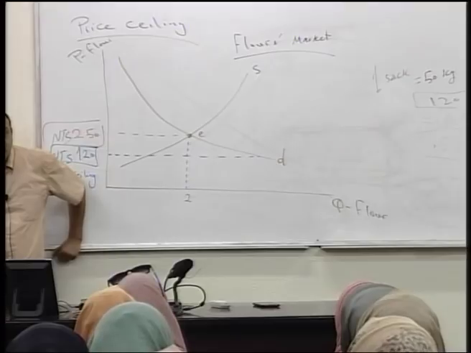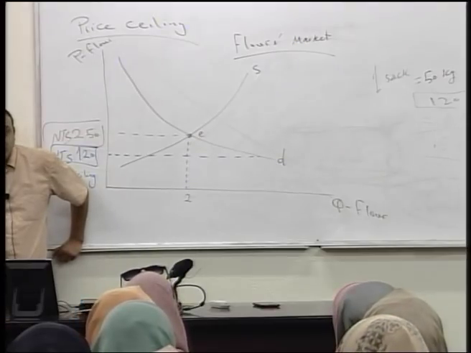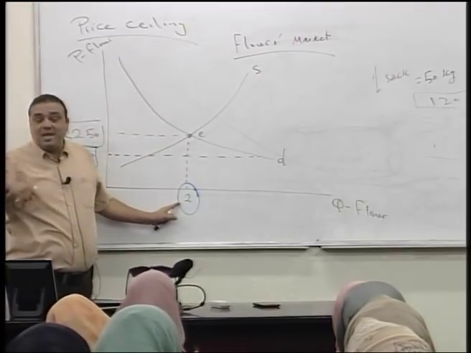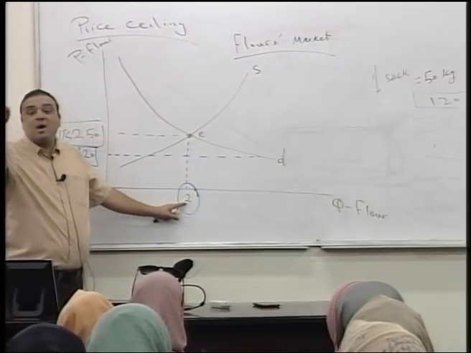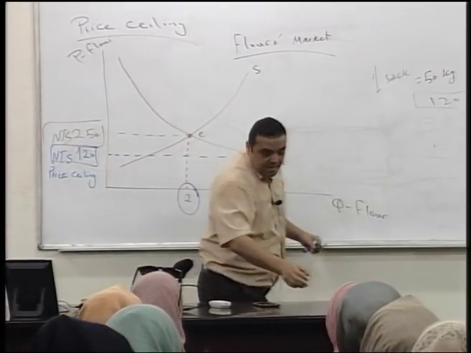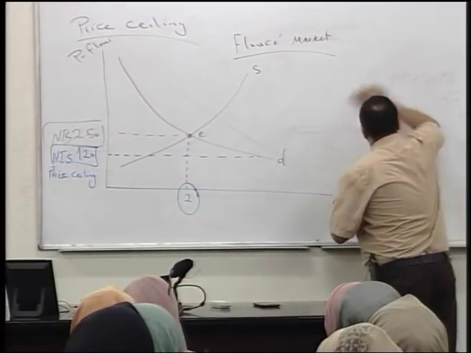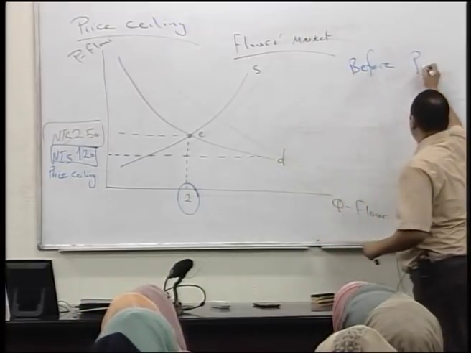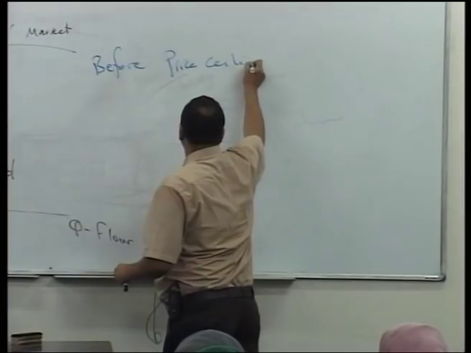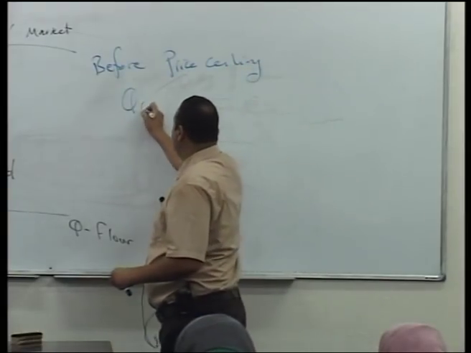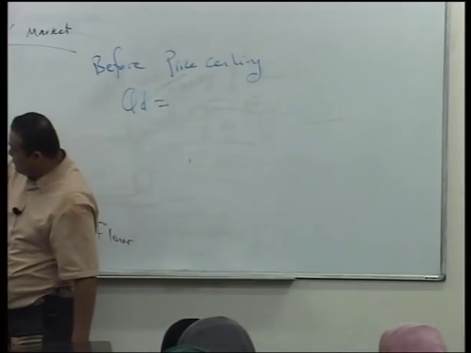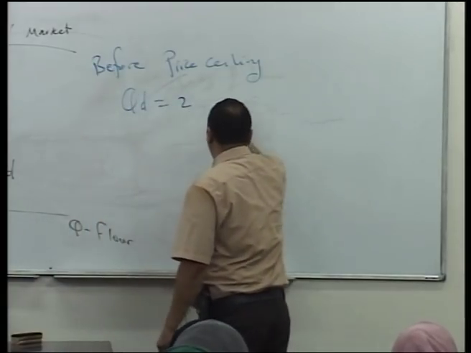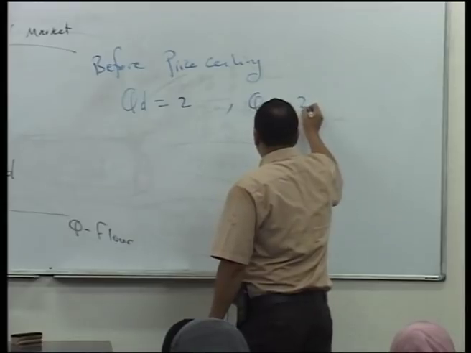Okay? What do you see? The quantity demanded before the price ceiling was 2, and the quantity supplied was 2. Before the price ceiling, the quantity demanded was equal to the quantity supplied. Quantity demanded was 2 sacks, and the quantity supplied equals 2 sacks of flour.